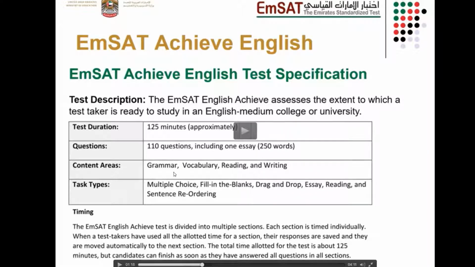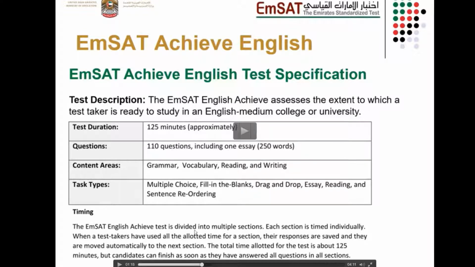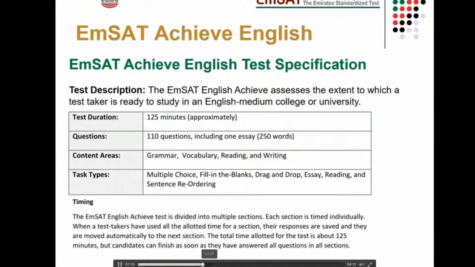Content areas: you'll be tested on grammar, vocabulary, reading, and writing. The types of questions are multiple choice, fill in the blanks, drag and drop, essay, reading, and sentence reordering. So this is EmSAT English Achieve, which is divided into multiple sections. As you can see, there are different sections for grammar, vocabulary, reading, and writing. Good.